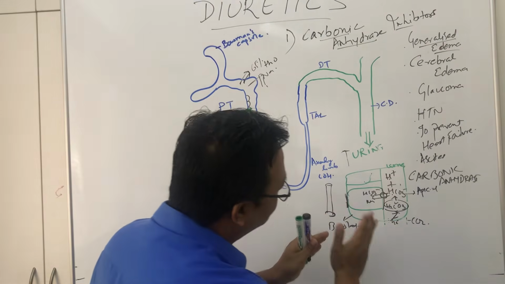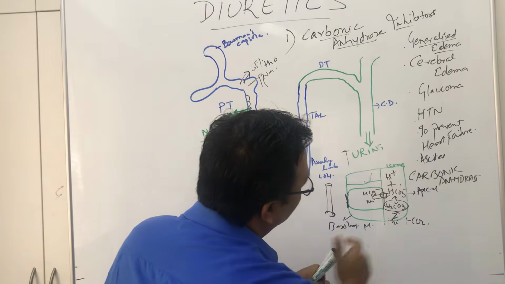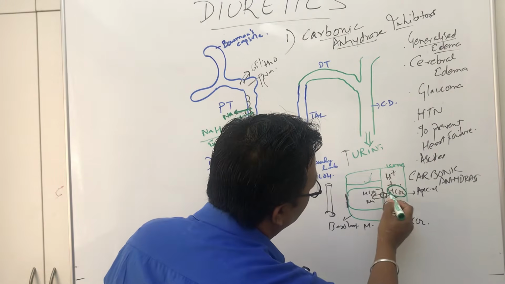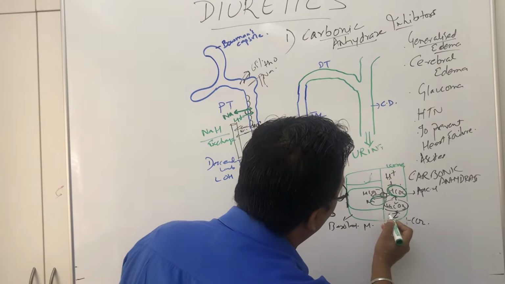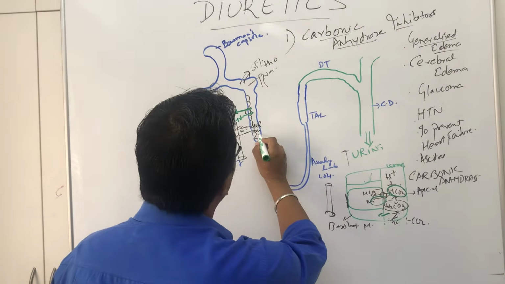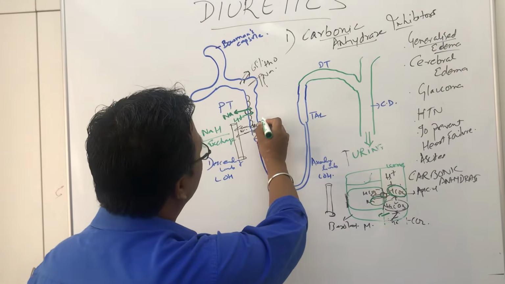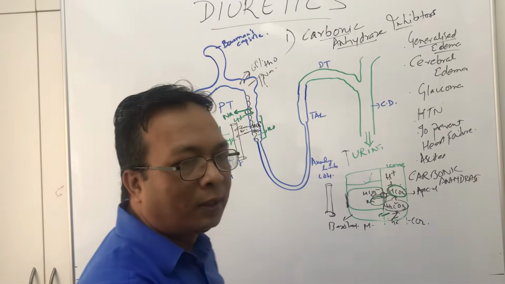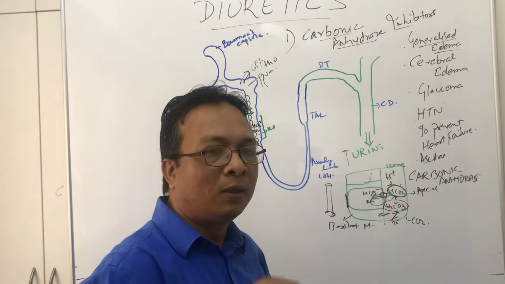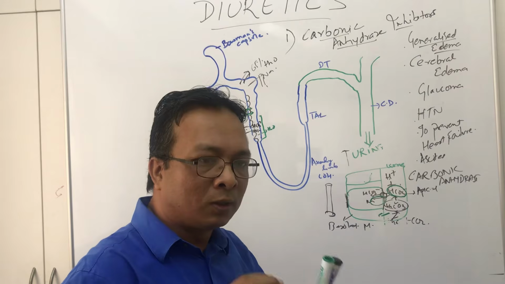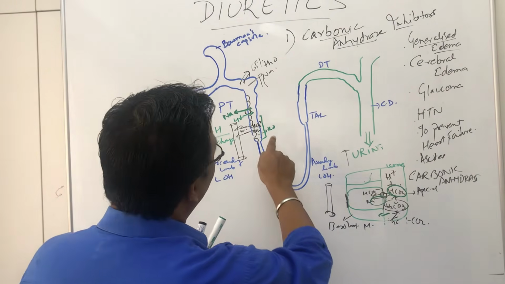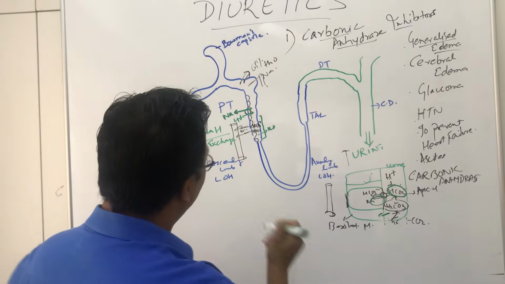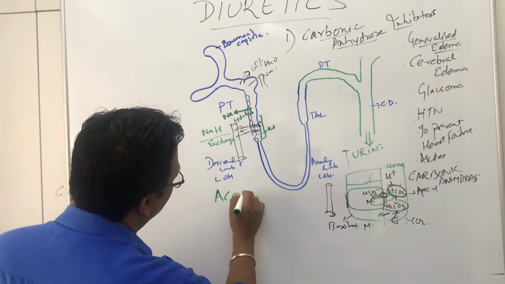So the thing is that if we can block this enzyme, so that no bicarbonate is formed, then sodium will not be absorbed. If sodium will not be absorbed, water cannot be absorbed in this late part. So it works only in this part. That's why this diuretic is also the weakest diuretic.